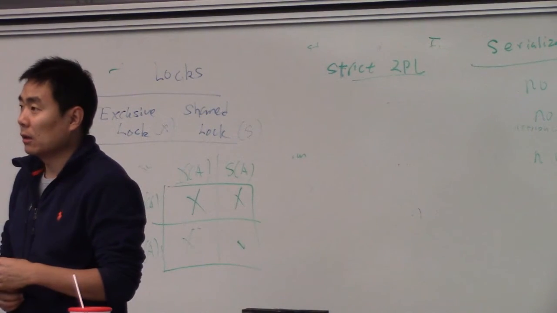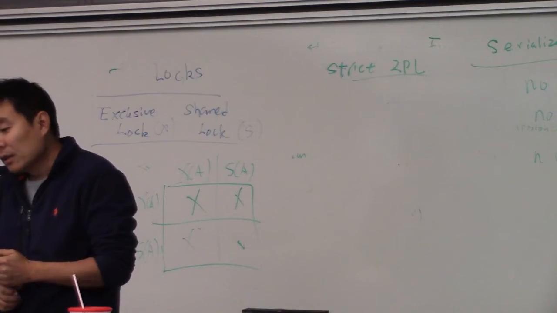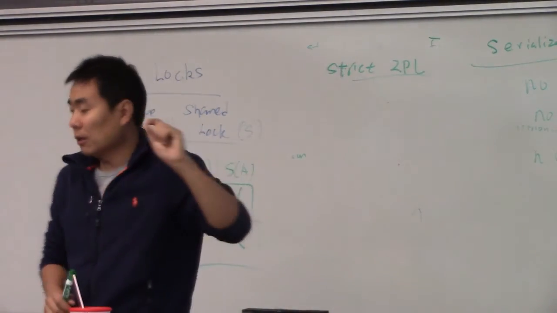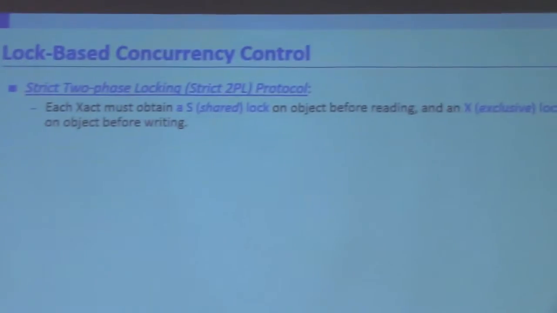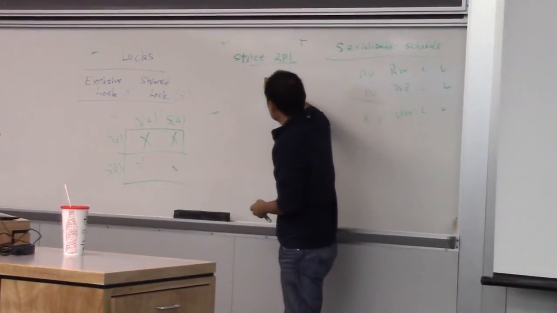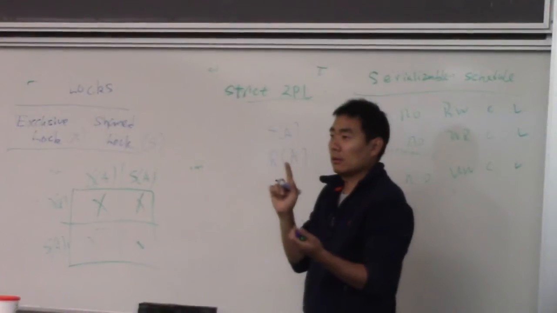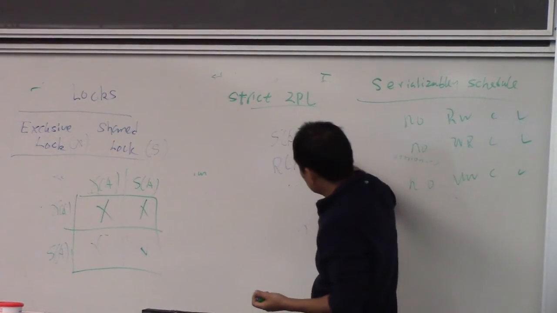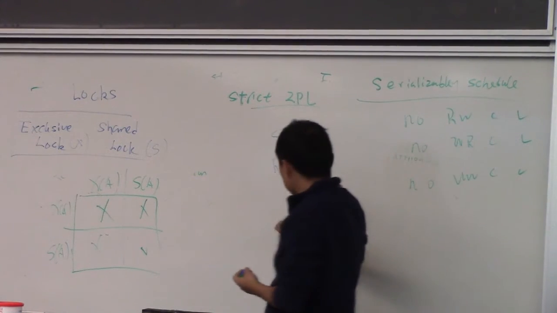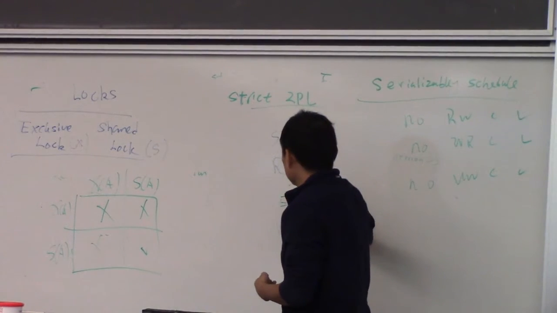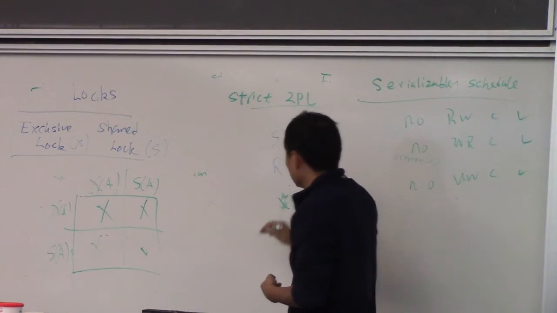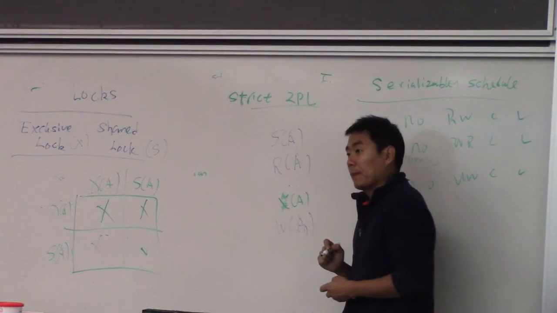Strict two-phase locking protocol is using them. That being said, strict two-phase locking is very simple. It says the following: each transaction must obtain a shared lock on an object before reading. So if you attempt to read A, what do you do? Before that, you must do this. If you try to write the object A, before that, what you must do? You must obtain an exclusive lock on A.